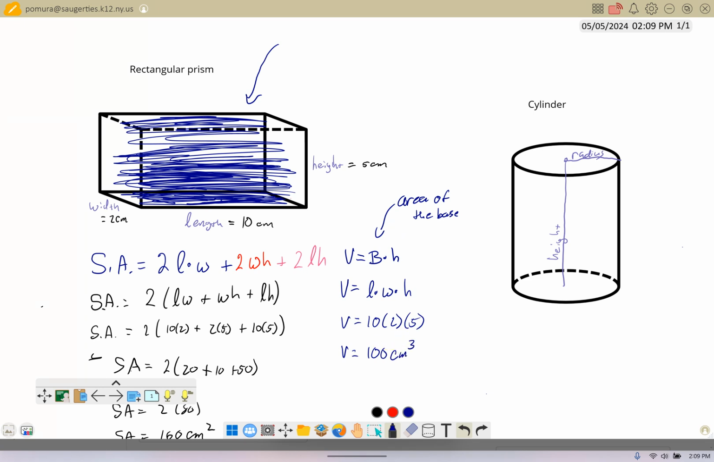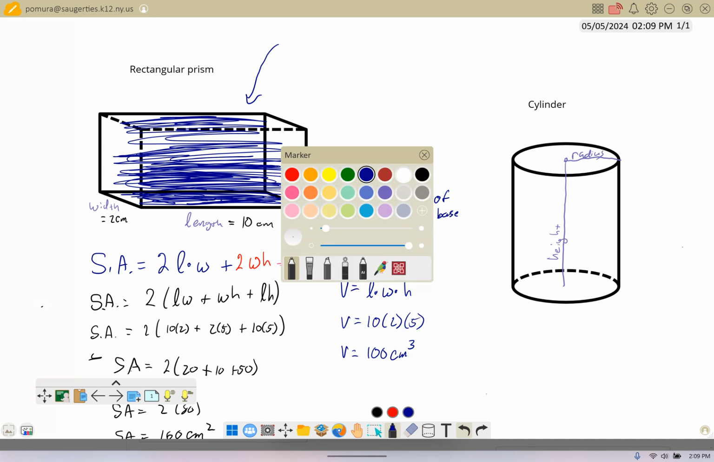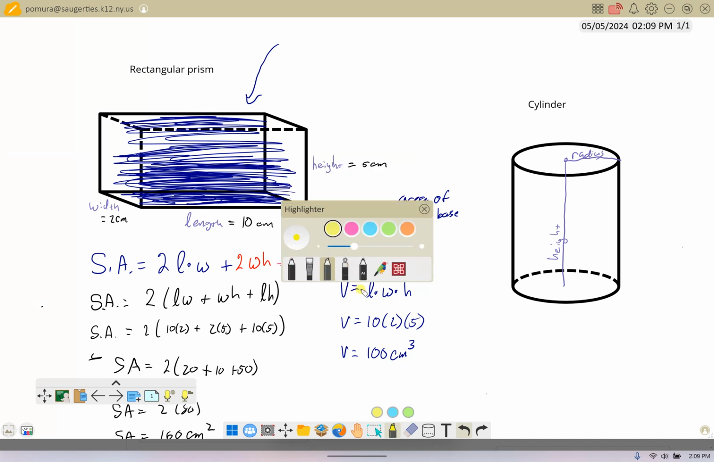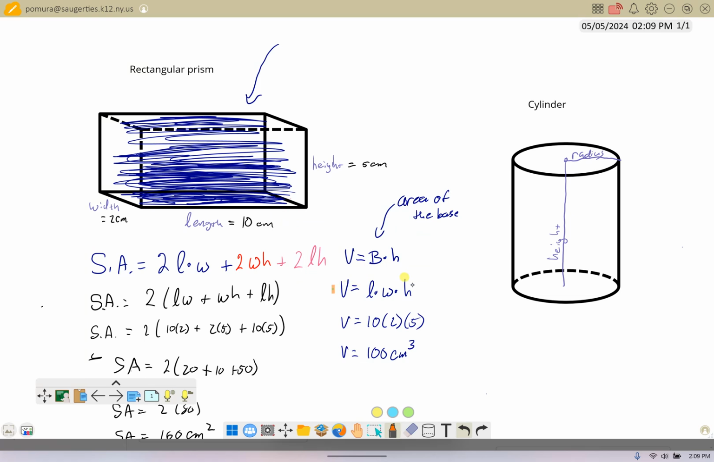And that makes sense because right here, we have 3 dimensions, which we're multiplying together. Now you might be saying, wait a second, we have 3 dimensions over here, but really, here's an area formula, here's an area, and here's an area.